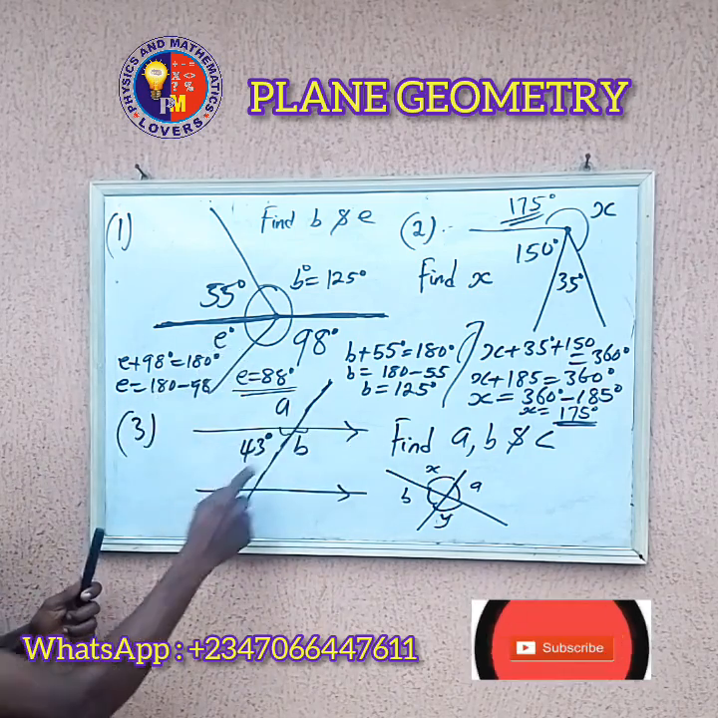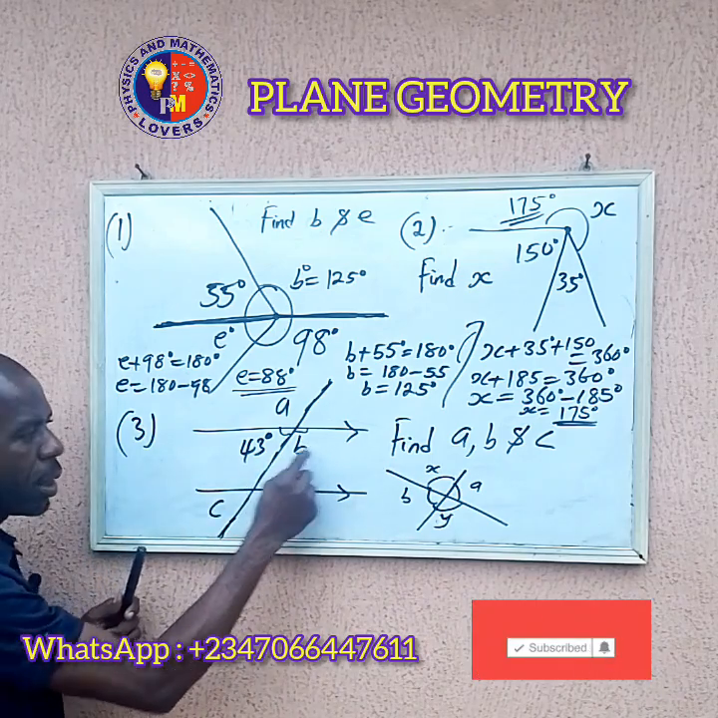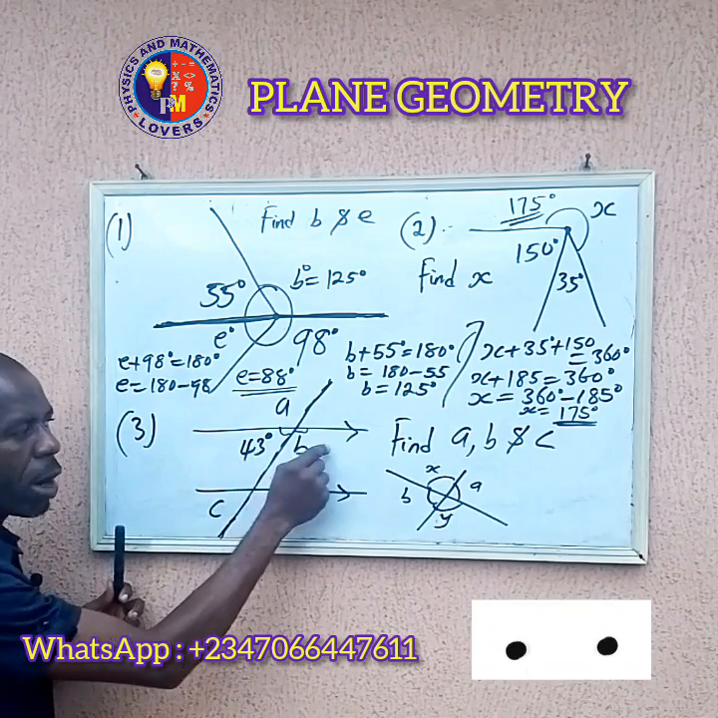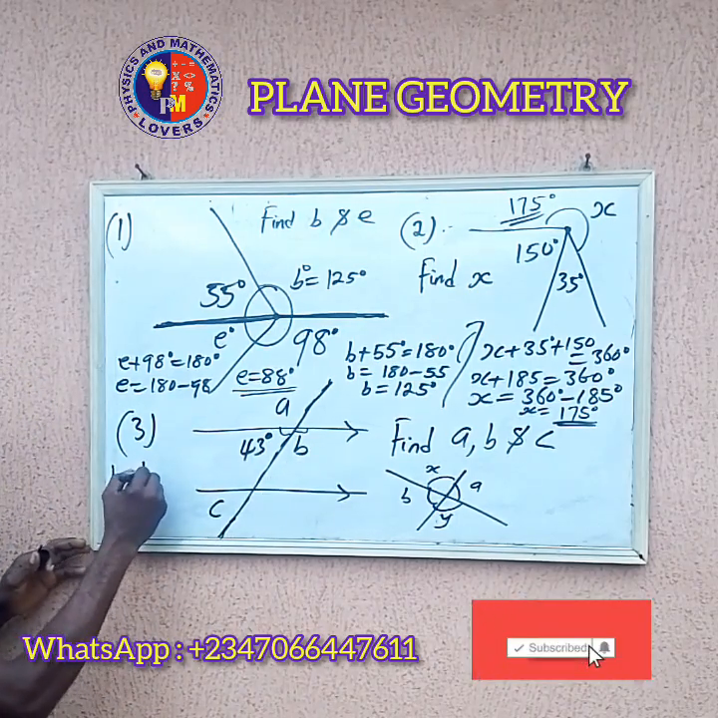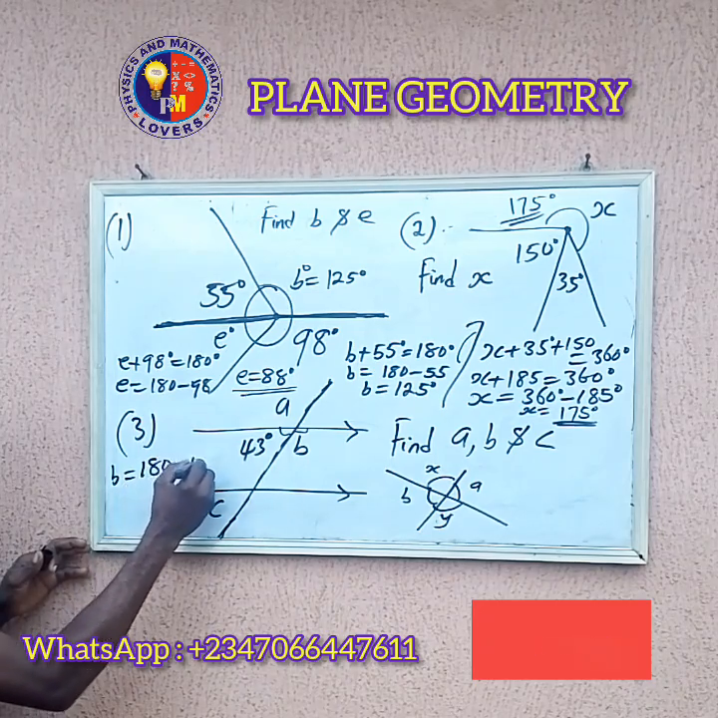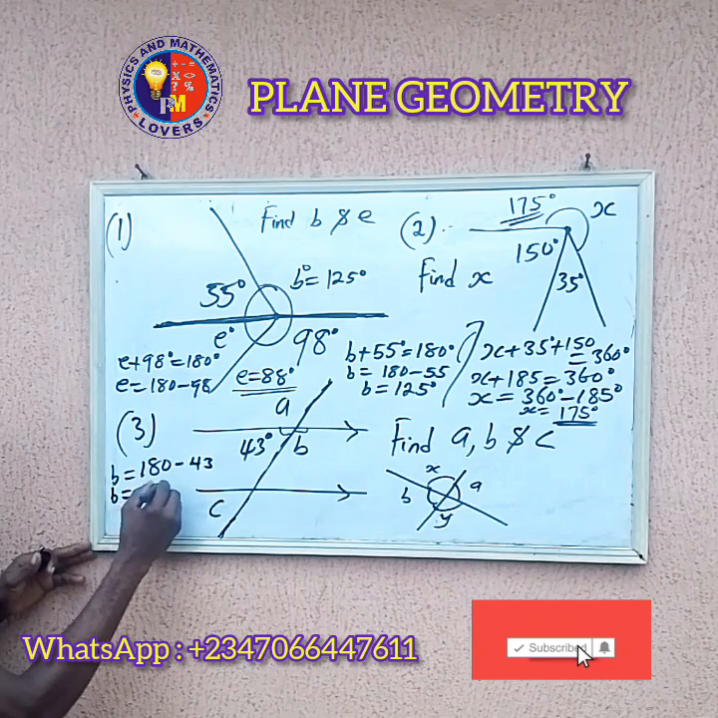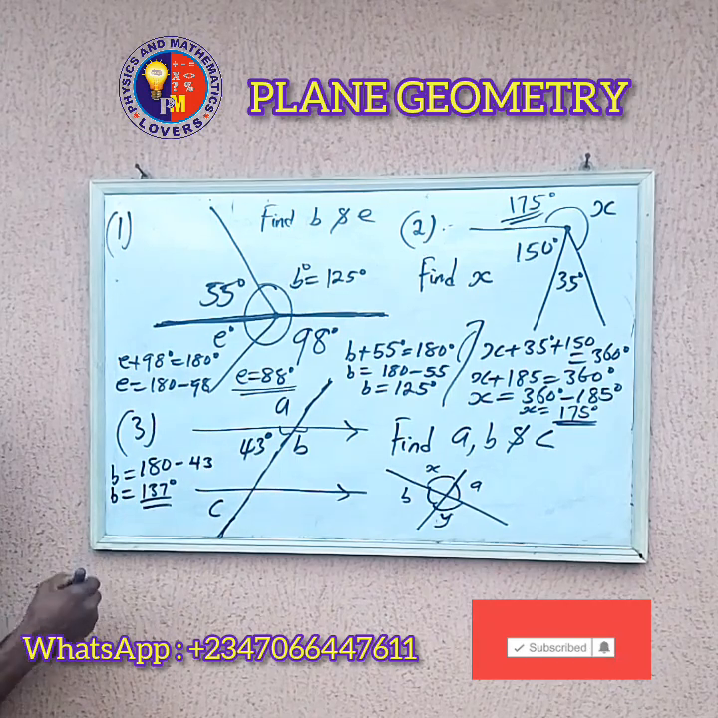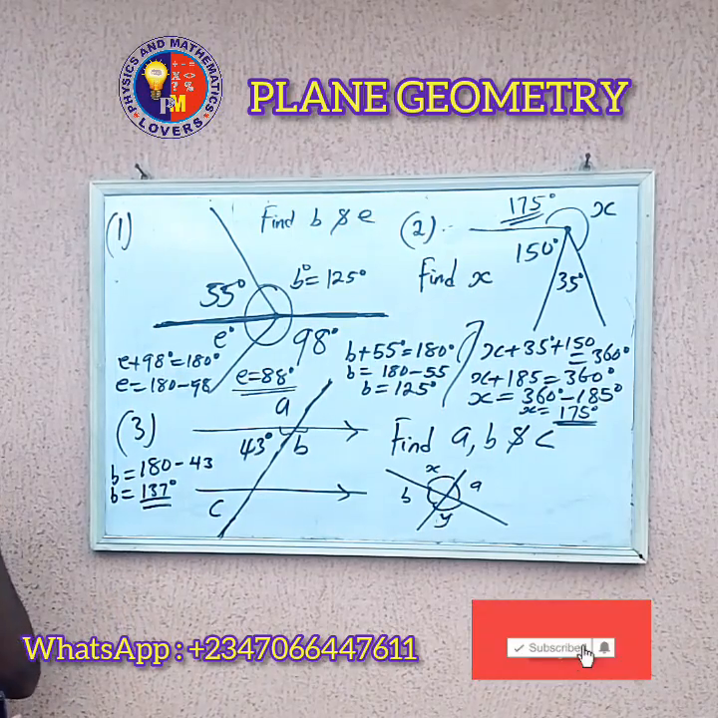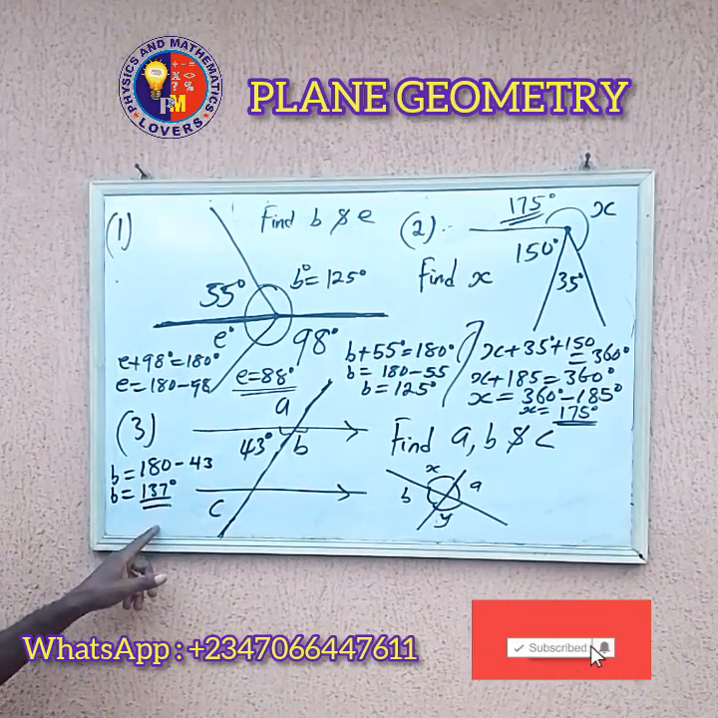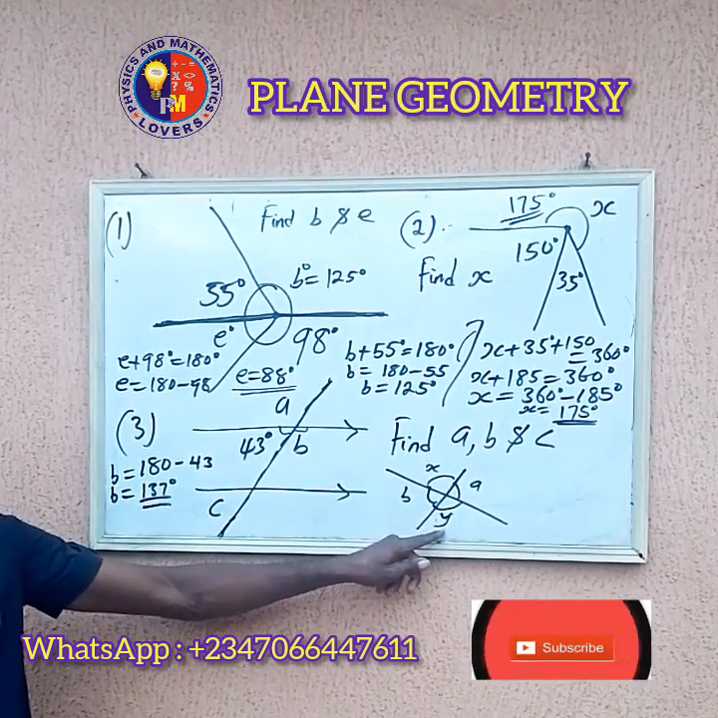So I'm going to say B plus 43 equal to 180 degrees. For me to get B, I will subtract this 43 from 180 degrees. So B is equal to 180 degrees minus 43. So B is equal to 137 degrees. So that is our B. If B is 137 degrees, we look at this property that says vertically opposite angles are equal.